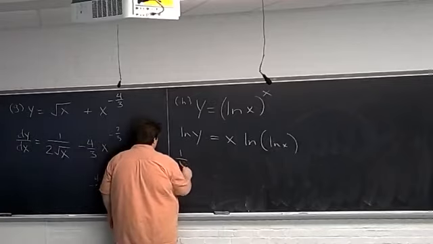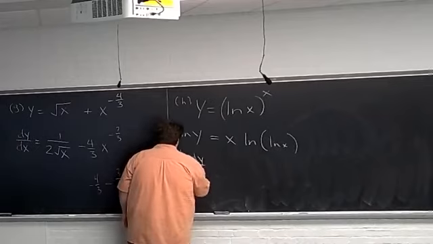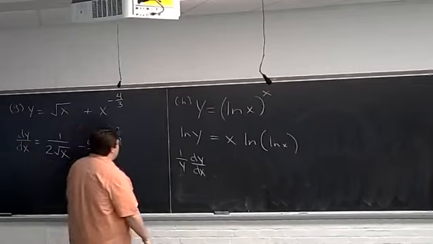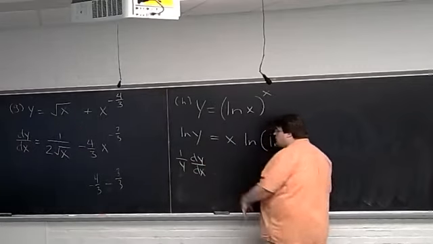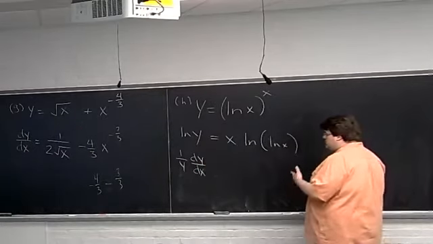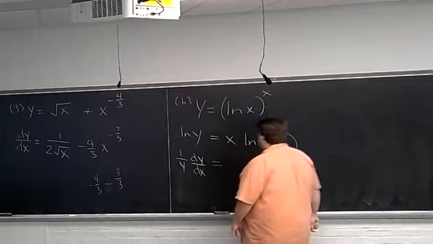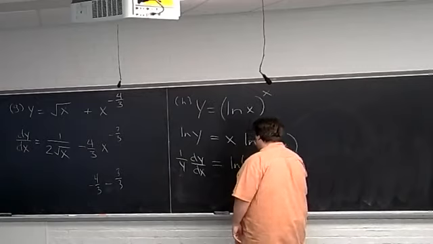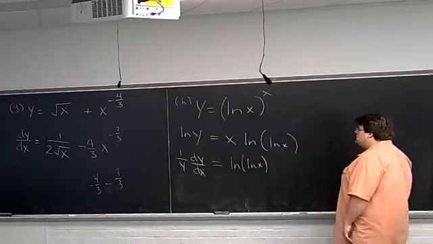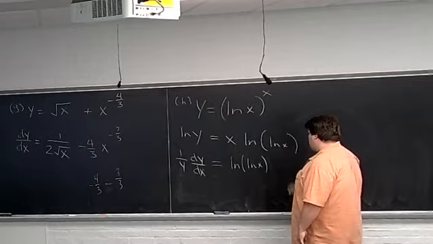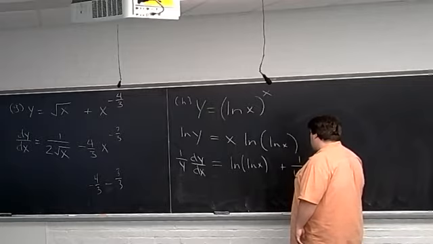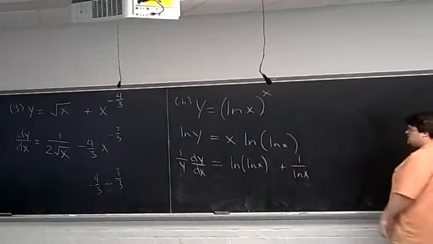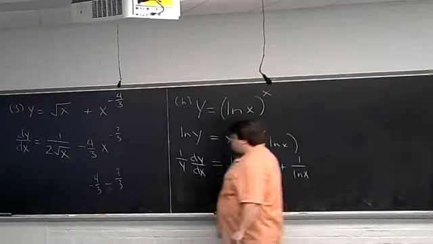Differentiate implicitly. Rid of log y, 1 over y. Apply chain rule, differentiate with respect to x. The derivative of y with respect to x is dy/dx. How about the right side? Well, we have a product, so we'll need the product rule. Derivative of x is 1. What about the other thing? One over log x, is that right? Might be, let's check ourselves.